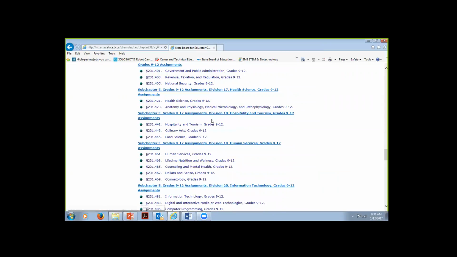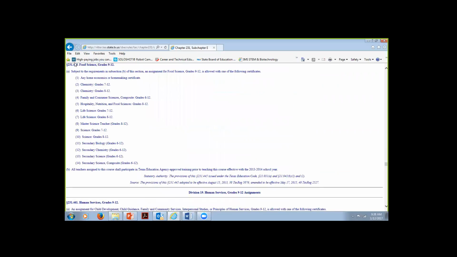Here we are. Under hospitality and tourism, we're going to find food science. So if you wanted to use food science in place of, say, environmental science, one of the things we would look at is, here are some of the certifications that can teach that class. Just so you know, chemistry, Master of Science, science grades 7 through 12, 8 through 12 can teach your food science class.